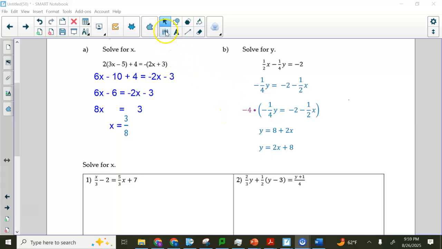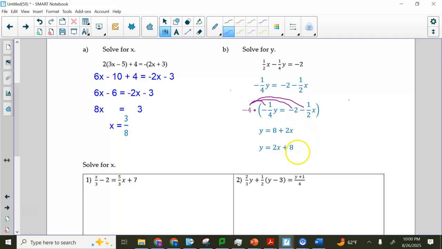Okay, so then when you do that, we're actually distributing that -4 through to everything. So -4 times 1/4 would just be 1. Then -4 times -2 would be 8. And finally, -4 times -1/2 would be positive 2x. And then I just rewrote it so that it's in slope-intercept form. y equals 2x plus 8.